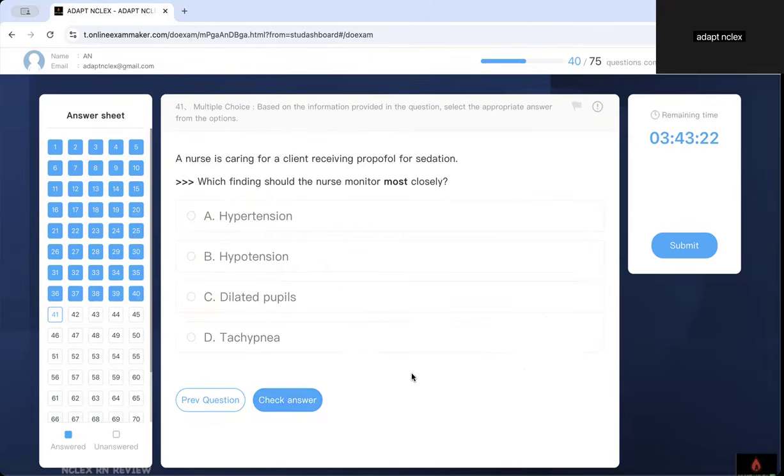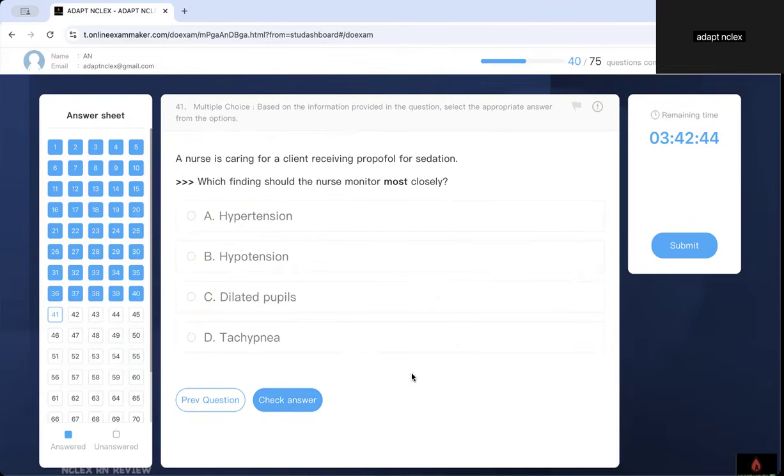And this is caring for a client receiving propofol for sedation. These are hard pharmacologies. If you've never seen them before, write them down. I intentionally put them together. Which findings should the nurse monitor most closely? Now, Dr. NCLEX loves pharmacology, so check out Dr. NCLEX. You're going to have a bunch of pharmacology videos. Propofol, what do you think?